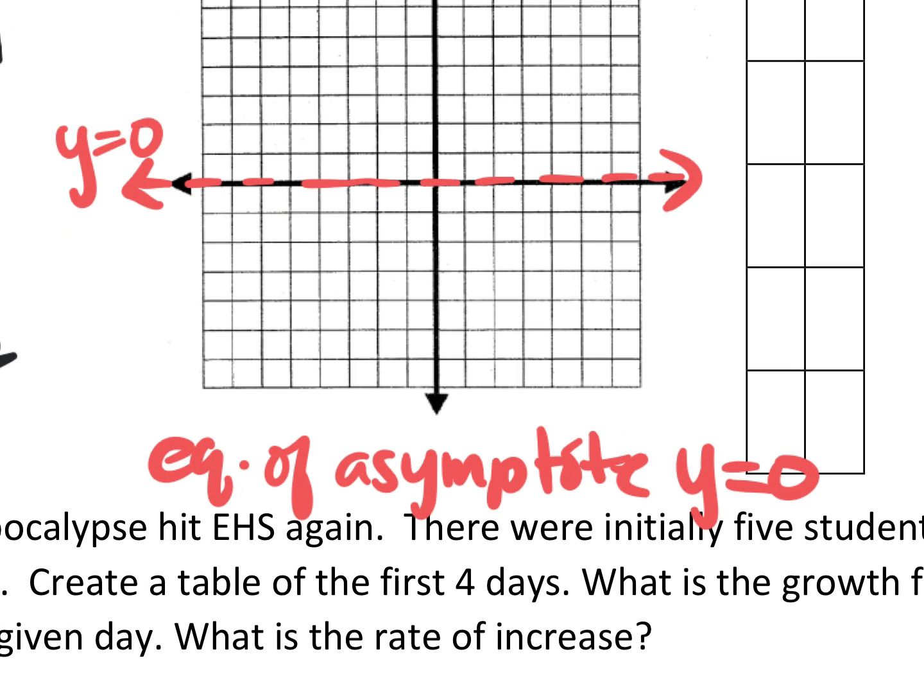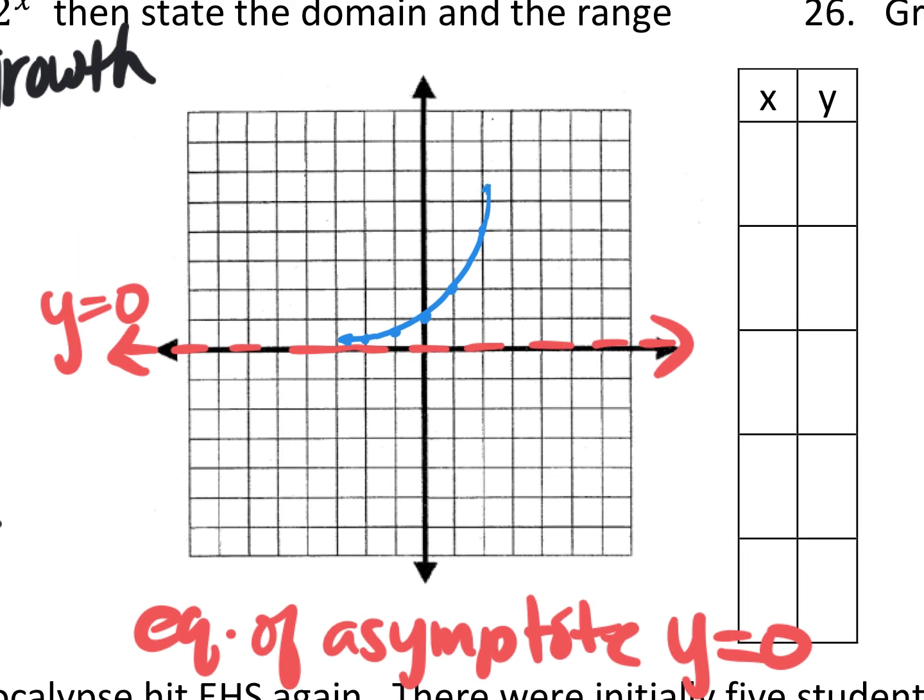And then I can plot these points. Let's zoom in a little bit. Negative 1, 1/2, negative 2, 1/4, 0, 1, 1, 2, and 2, 4. This is a curve that's going to get really close to my asymptote, but not actually touch. Now my domain on this function is x is contained in the set of all real numbers. My range is that y is greater than 0. It's not equal to, it will never actually touch it. So it's just y is greater than 0.